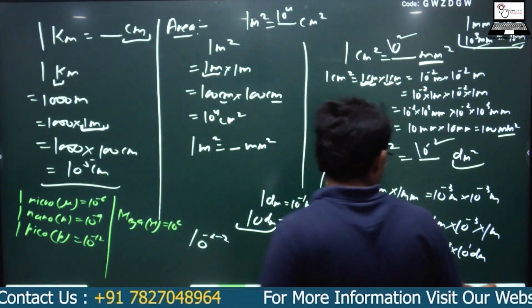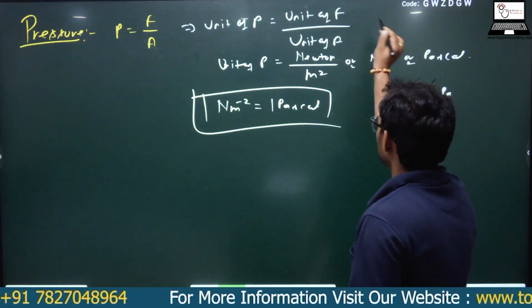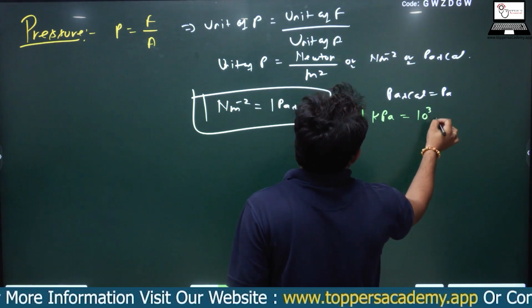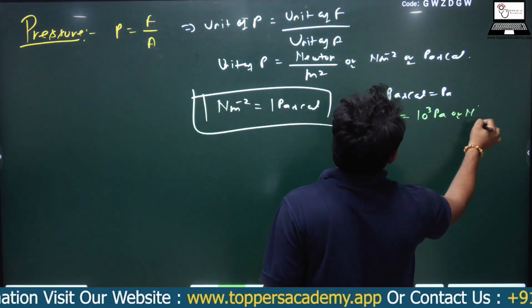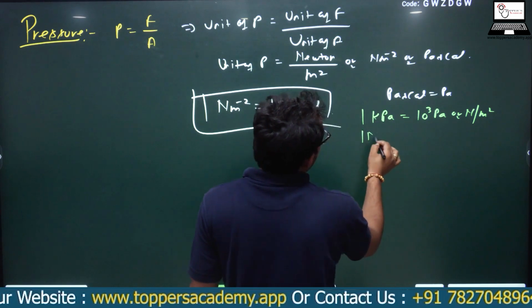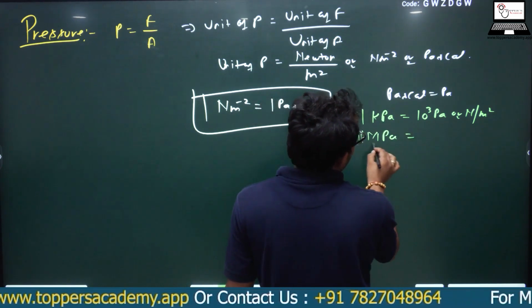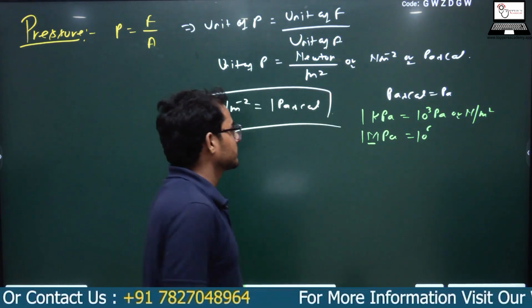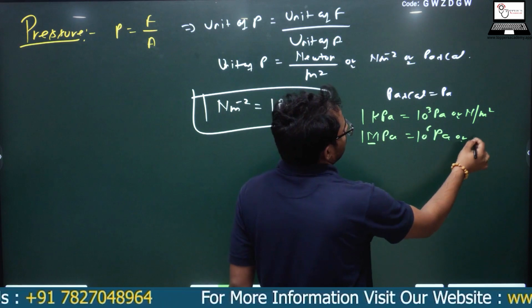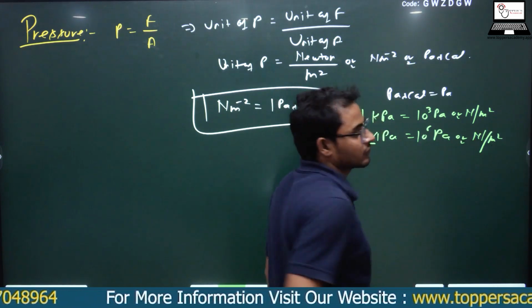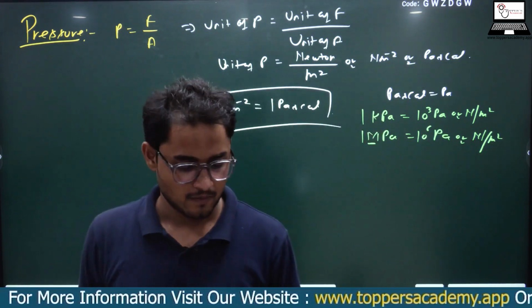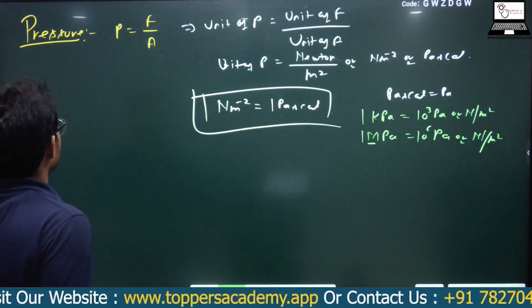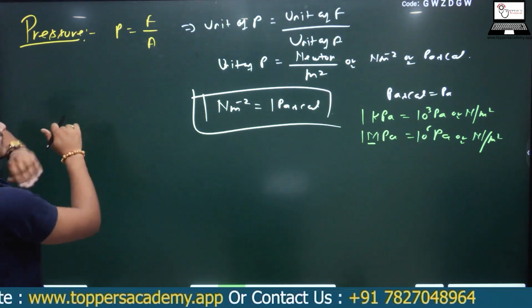Mega is represented by capital M, and kilo is 10 to power 3. So suppose you are given 1 kilo Pascal. It means 10 to power 3 Pascal or Newton per meter square. If you are given 1 megapascal, that means in place of mega you will write the value of mega, 10 to power 6. Mega is used for 10 to power 6, right? Pascal or Newton per meter square. Alright, equal? This is how pressure works.